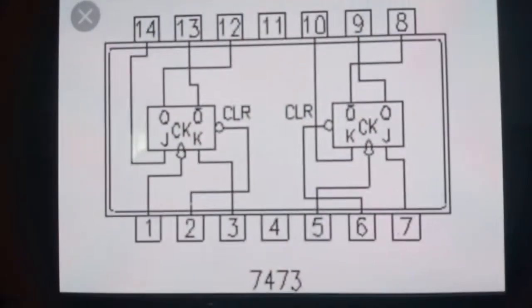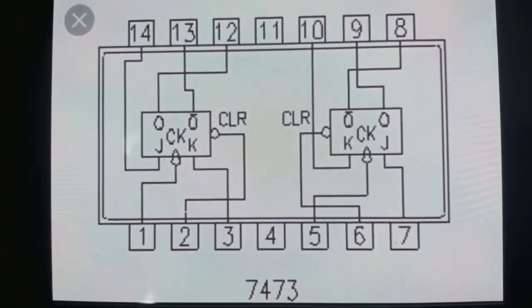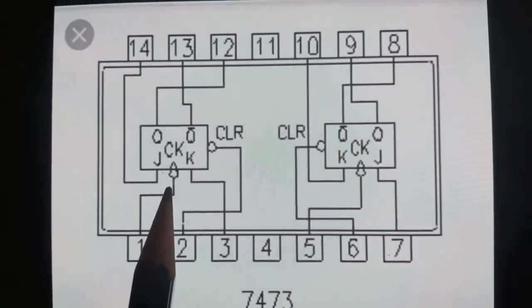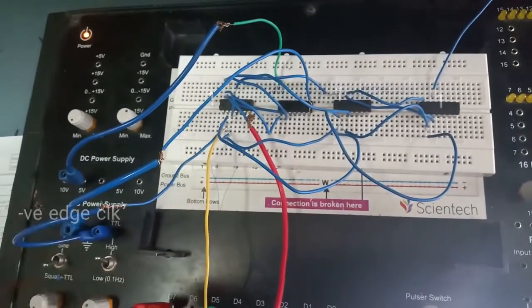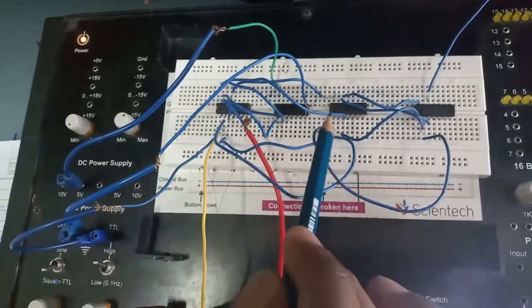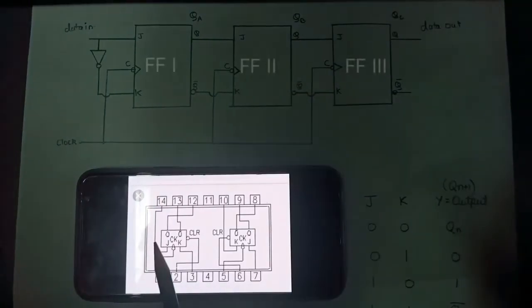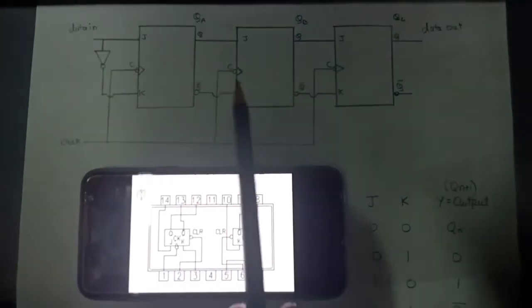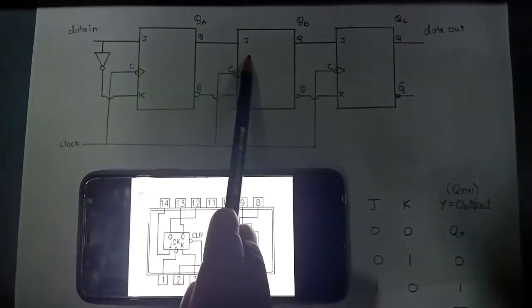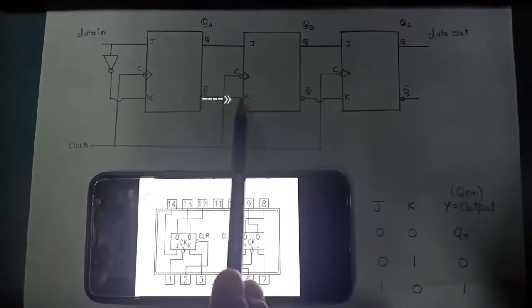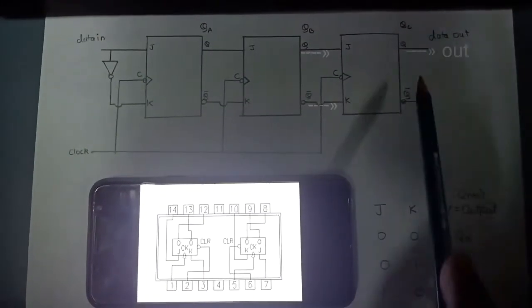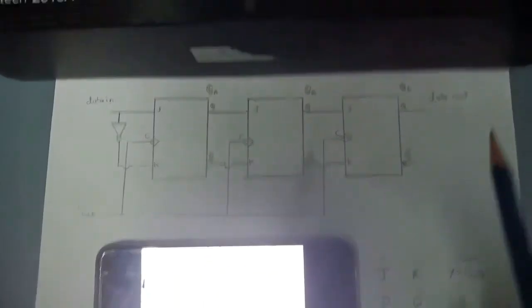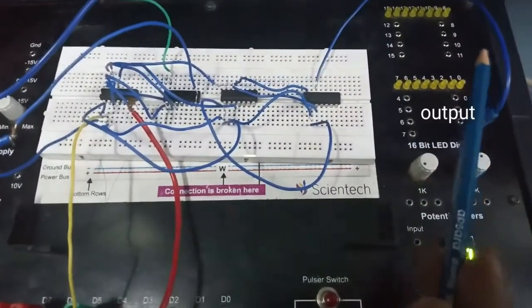Now moving on to the circuit, since the clock is negative edge triggered, we are giving the negative clock to each JK flip-flop at pin number 1. Output of the first flip-flop, that is from pin number 12, is fed into the second flip-flop as J, and its complement is given to K. Similarly for the third flip-flop. Here we have the output wire.